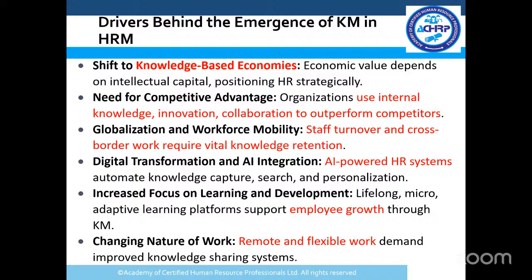Number 4 is the digital transformation and the use of AI in human resource management. In the recent past, we have witnessed a growth in the utilization of artificial intelligence. Examples of this intelligence include ChatGPT, DeepSeek, and Gemini. How are these used in organizations? They are used to capture, store, and share knowledge.